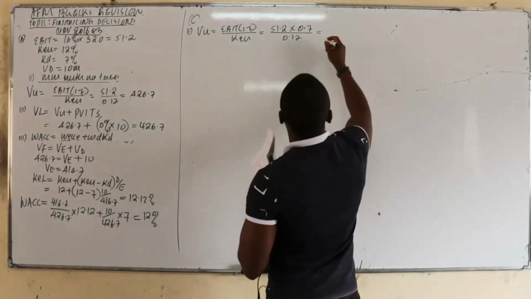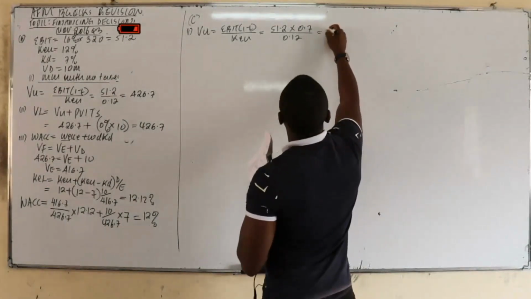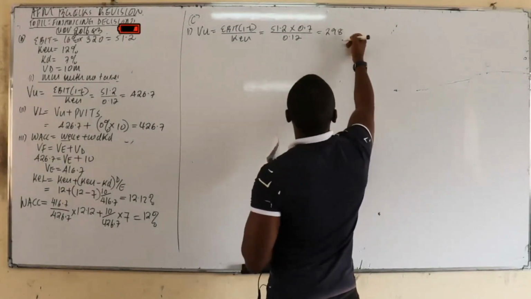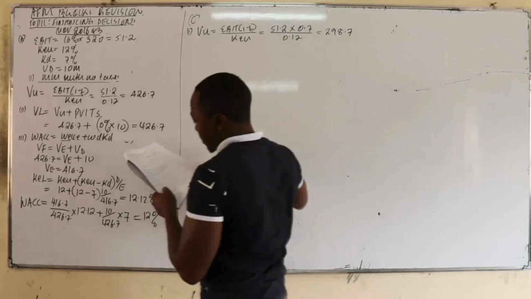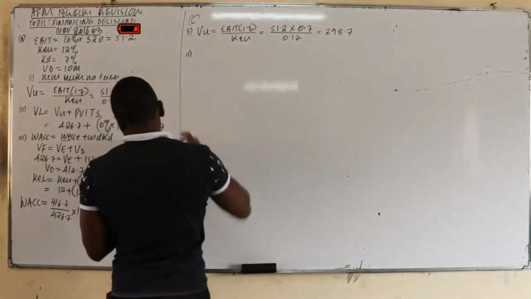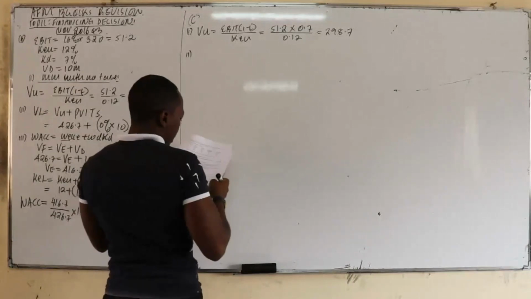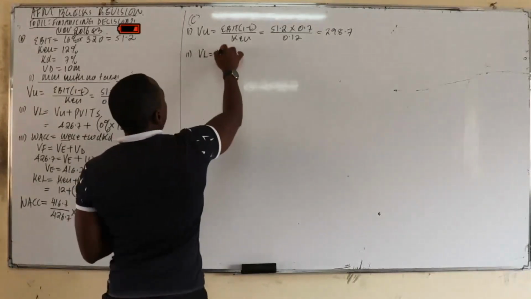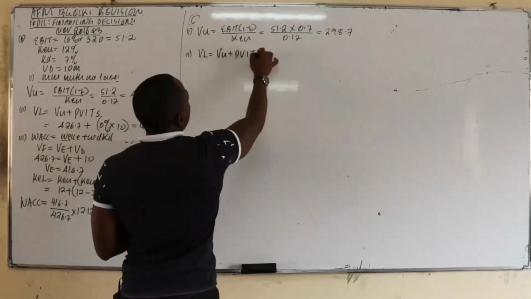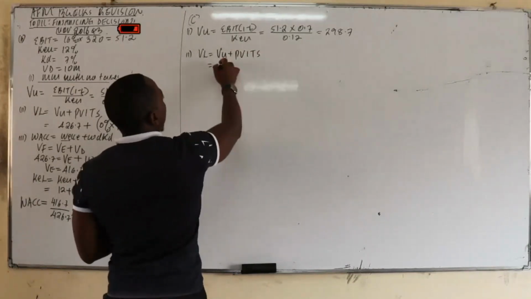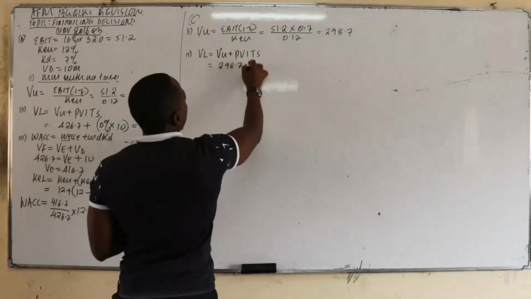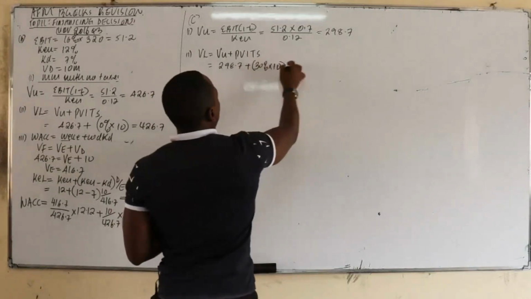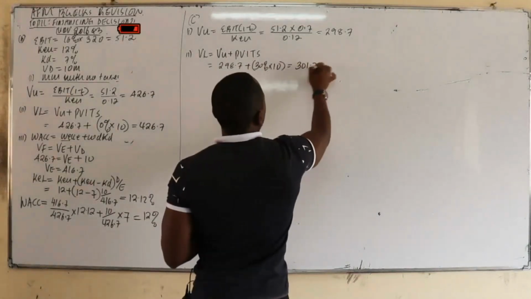298.7. Number two, the current value of the firm, if it uses a debt of 7%, 10 million. So the value of the geared firm is the value of ungeared plus present value of interest tax shield. The value of ungeared you have is 298.7. Then you take the tax rate times the value of the debt, which is 10. So you will get 301.7.